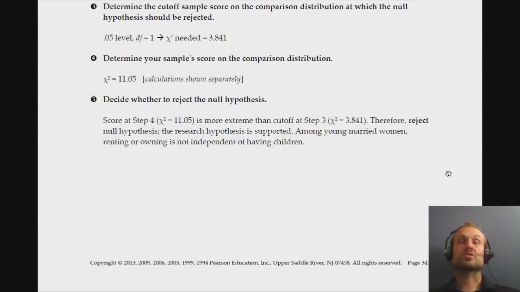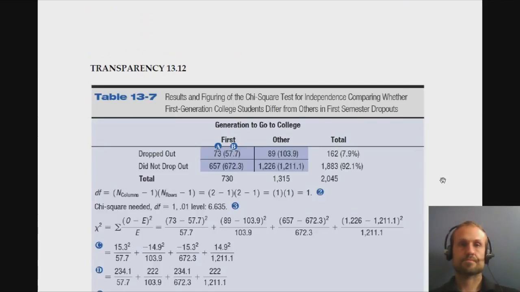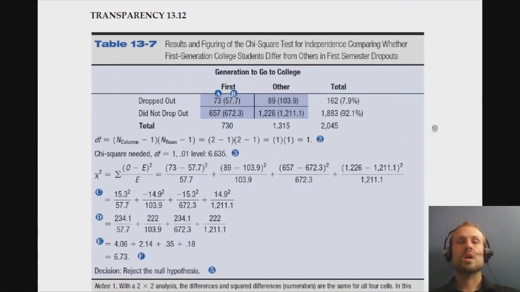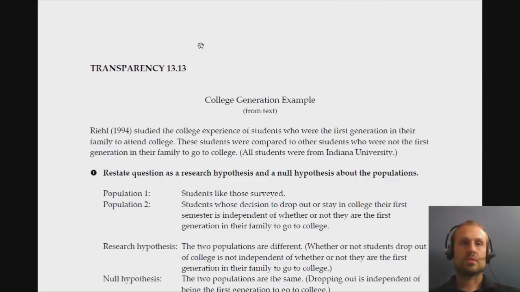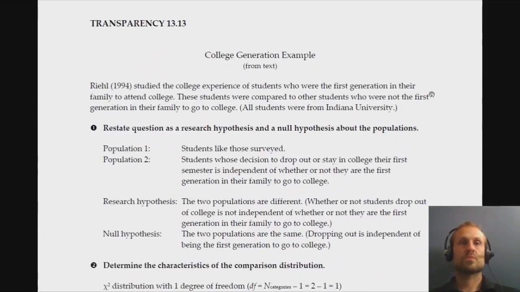So I have my goodness of fit test, and I also have this test for independence, both the chi-squared test. Let's do another example. So let me just check. I think I might want the slide first. So, college generation example.